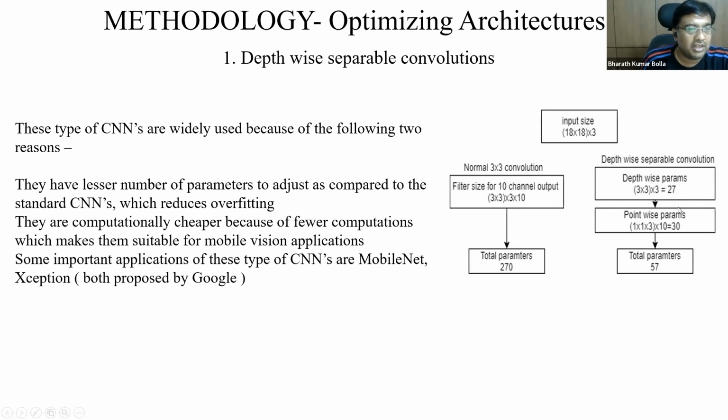And then you still need a 10 channel output. There you expand with the point-wise parameters. This is called the depth-wise separable convolutions. So this will result in 57 parameters. So a 1/4 reduction in the number of parameters.